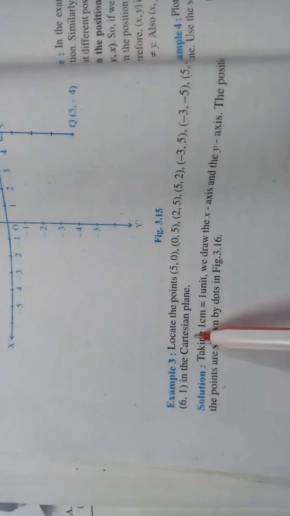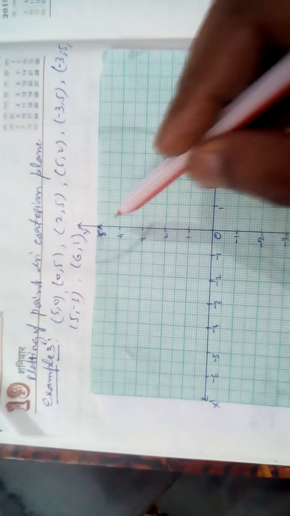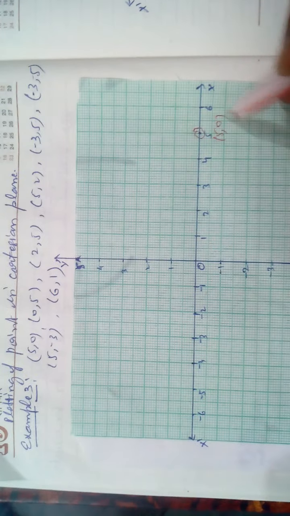Next topic is given. Example number 3. Locate these points on the Cartesian plane. These points are given. So first of all you will draw the Cartesian plane. How will you locate 5, 0? I have drawn the line according to 1 centimeter. First you see the 5 is here. This is the point whose coordinate is 5 comma 0.